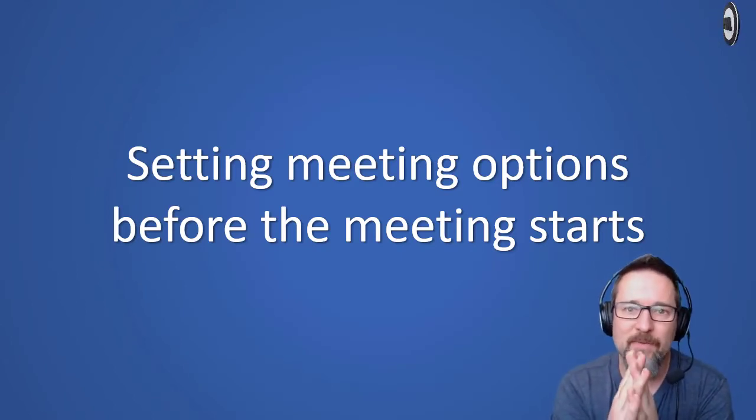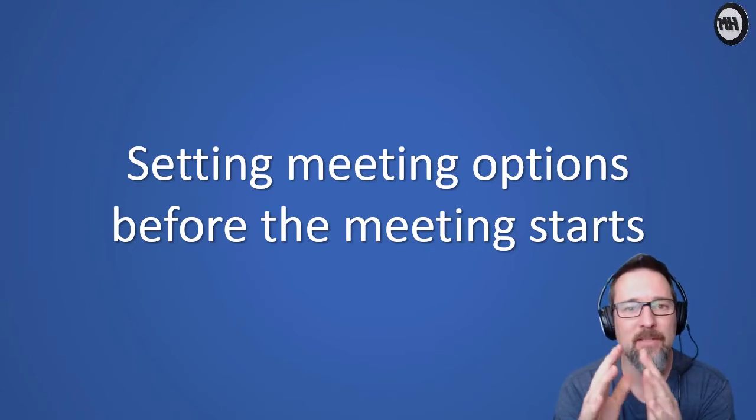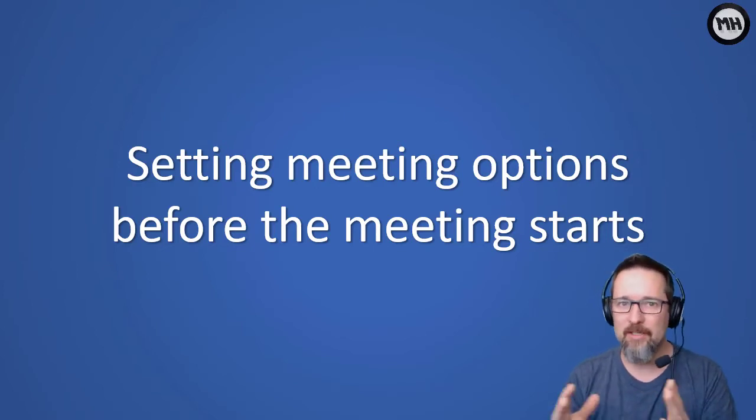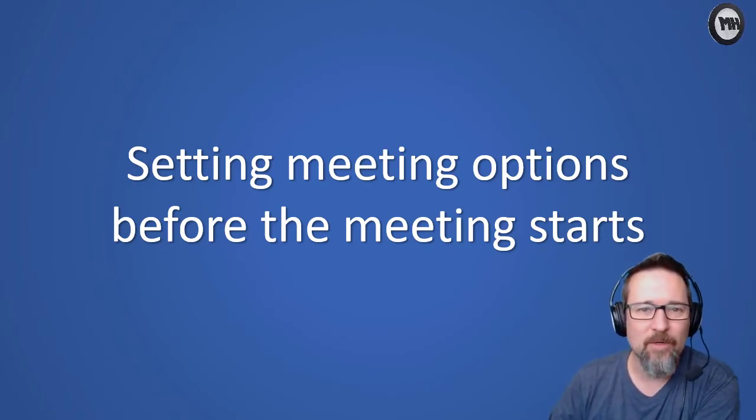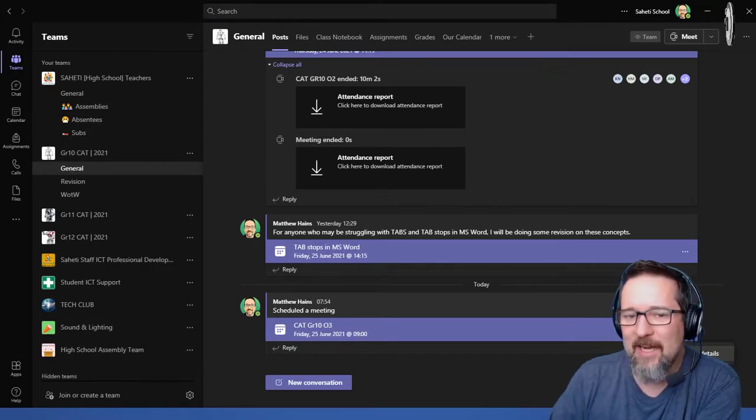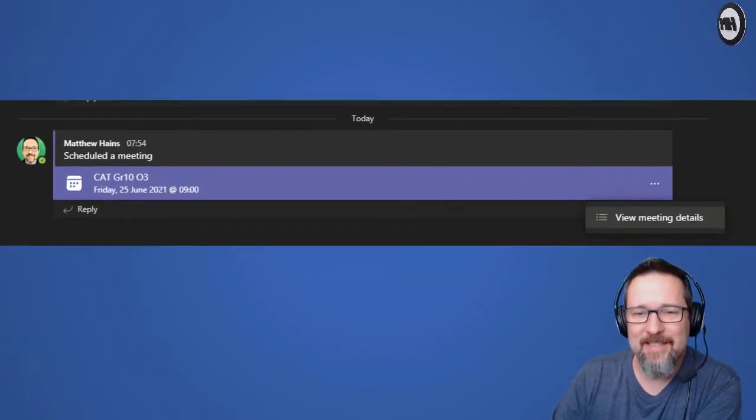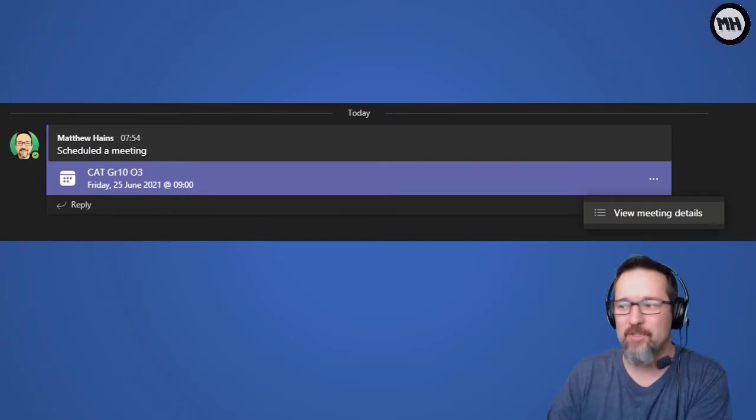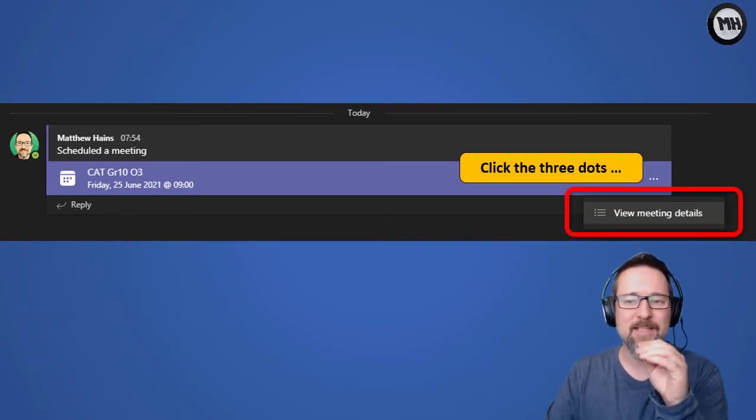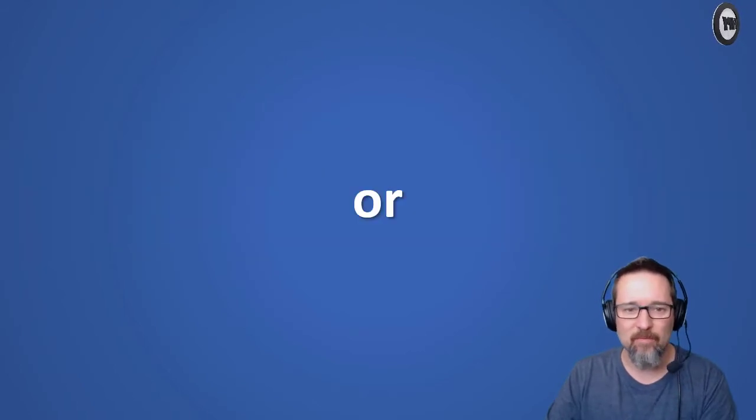Okay, this is very important because you want to have a little bit of control over what your students can and cannot do during your lesson. So let's see what we have available. Here you can see there's my meeting. I actually want to view the meeting details before I can access any options. So I click on the three dots and it says view meeting details. So that's one way.